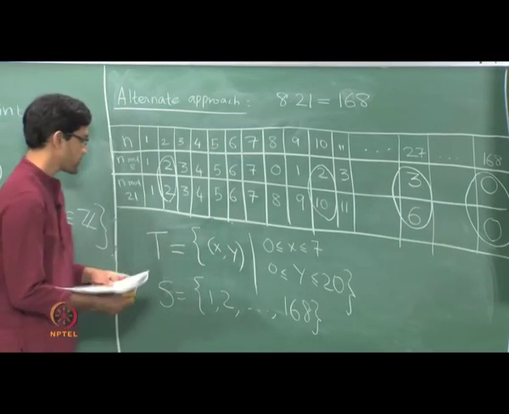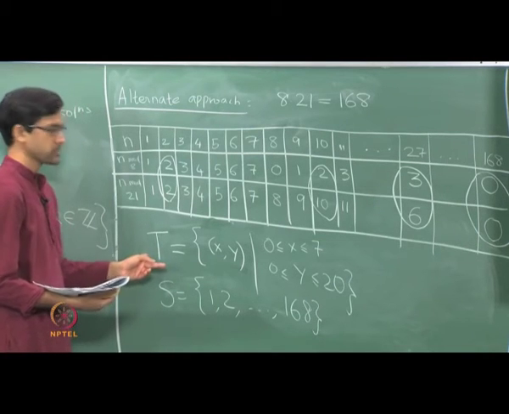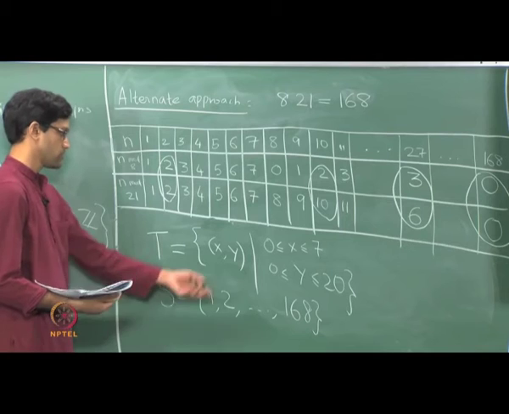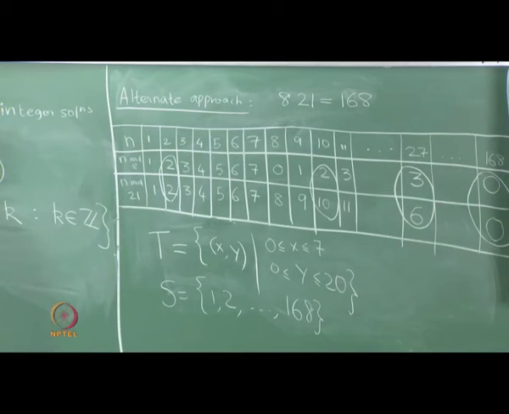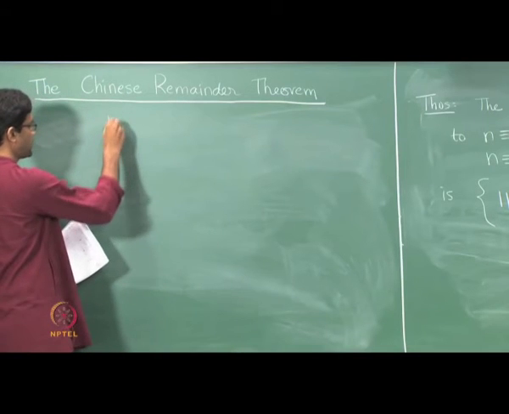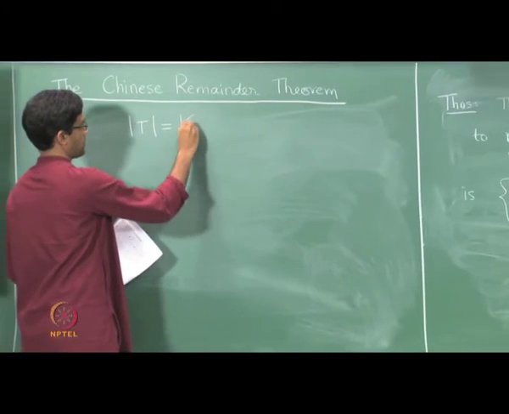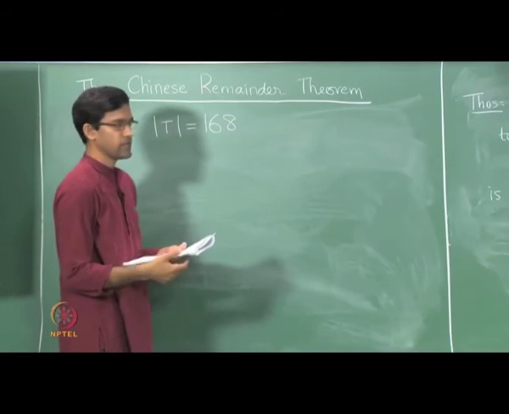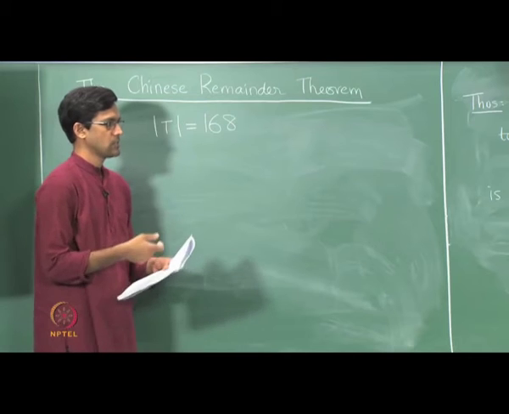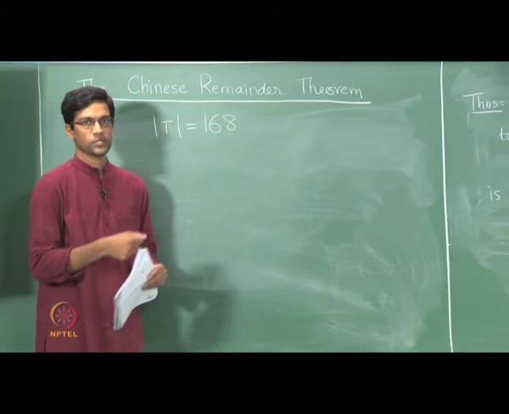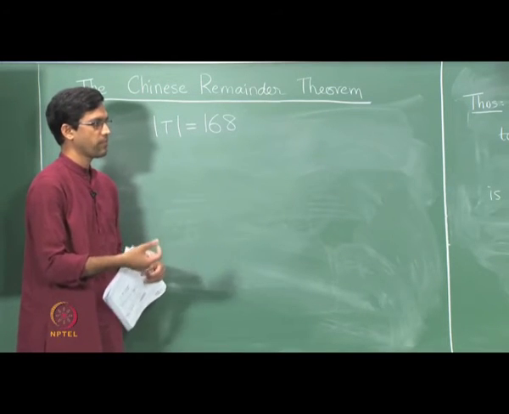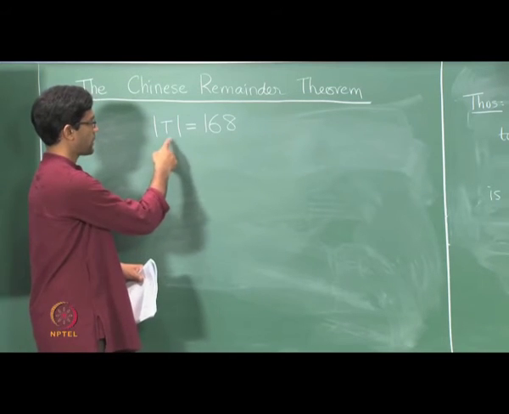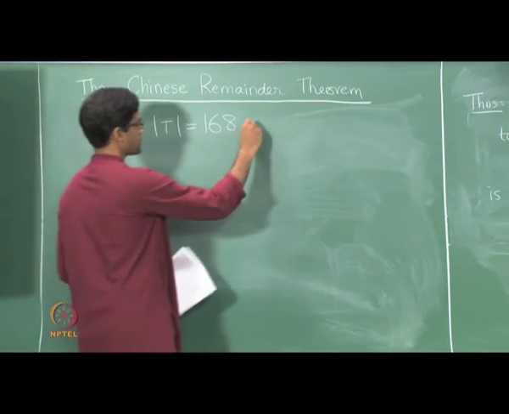Now the first observation to make is that the set T also has 168 elements. Okay, just like the set S, which obviously has 168 elements, the set T also has the same number of elements. Okay, and why? It's clear, because the elements of T are just pairs of numbers x comma y, and for the first entry x you have 8 choices, numbers from 0 to 7, and for the second entry y you have 21 choices. So the total number of ways in which you can form pairs is exactly 8 times 21. So it's clear cardinality of T is 8 times 21. Cardinality of S is of course the same.